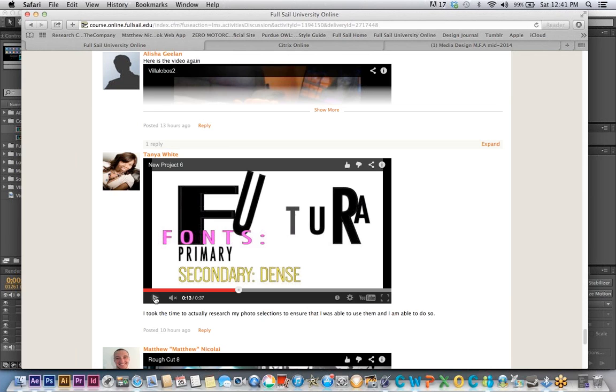No, I just have to tweak it, because I thought I understood I needed the fonts. The only thing I felt after I worked on it was that the secondary, dense, needs to be on the screen longer so you can get that. So I guess I just have to work on trying to figure out how I'm going to have Futura come in with primary. So I'll just have to work on that.